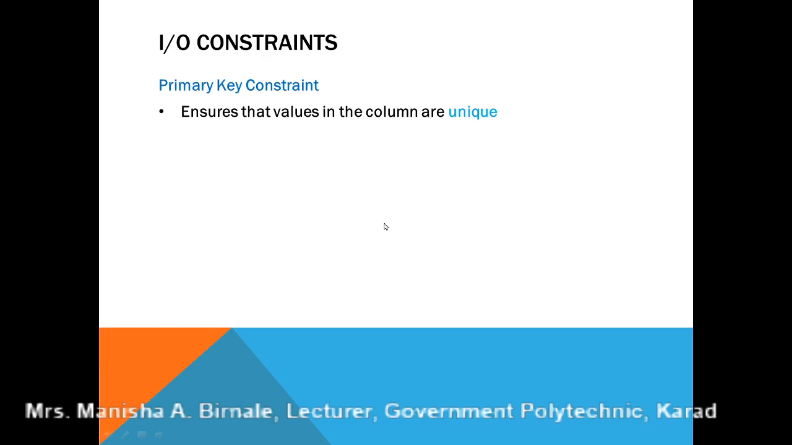You know primary key. Primary key means some column from the table is designated as a primary key and it identifies all records in the table uniquely. So primary key constraint ensures that values in that column are unique. For example, roll number is specified as a primary key. Then for every row, the value of roll number should be different, unique. Roll number cannot be repeated.